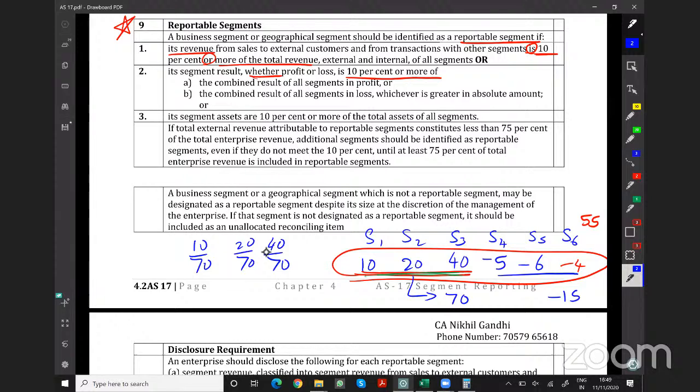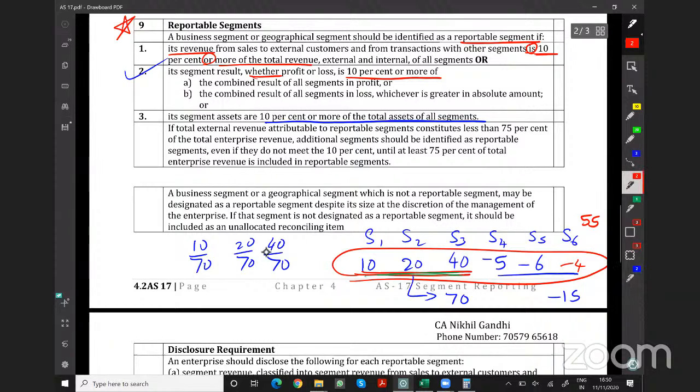If it is more than 10%, it will be a reportable segment. And the third is if segment assets are more than 10% of the total segments. So in all these 3 cases, they will be my reportable segments. So first is 10% of revenue, second is 10% of profit or 10% of loss, and the third one is 10% of assets.